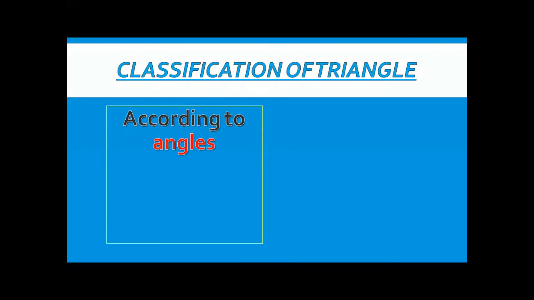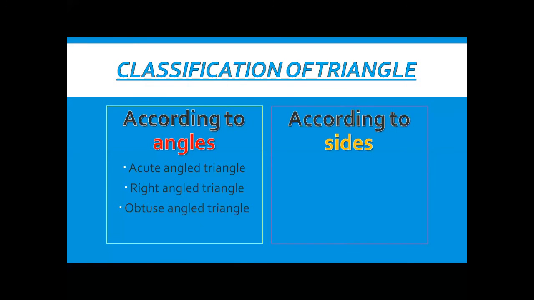After this is a subheading. According to angle is the subheading. Main heading is classification of triangle. Then according to angle is the subheading, and these are the further parts of according to angle. This is the first section. Now draw the second section. Subheading is according to its sides, and then write down scalene triangle.